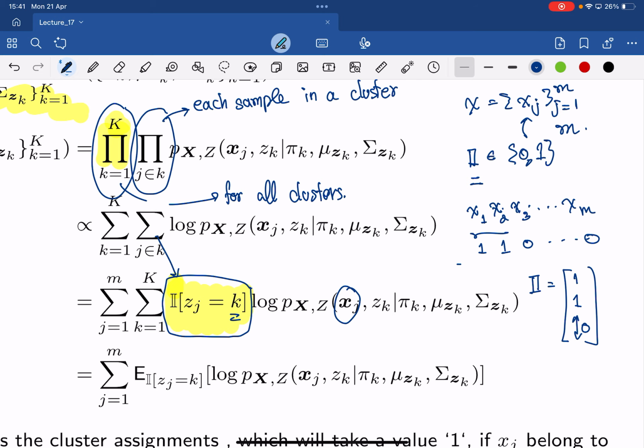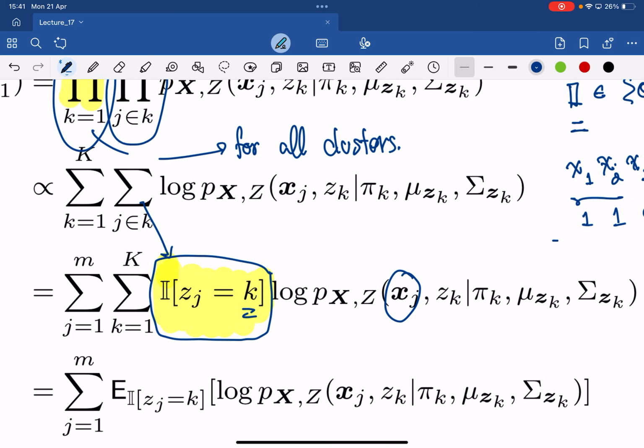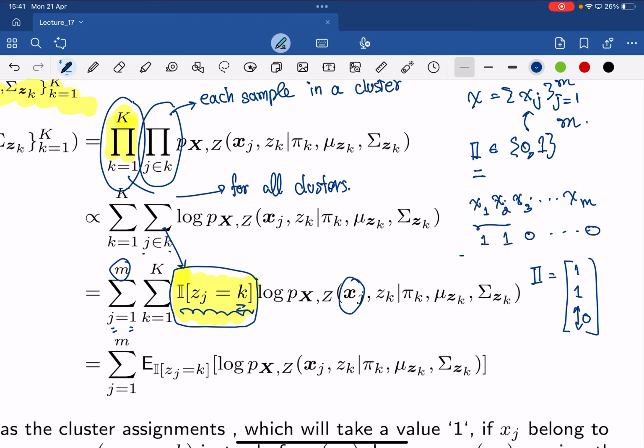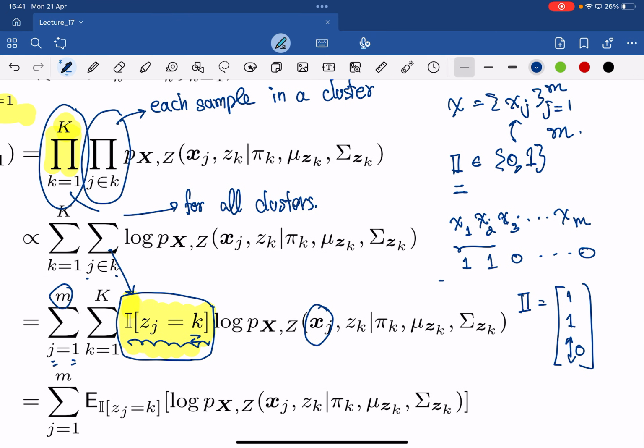So in this case, as you can see, I can now extend from j in k to j equal to 1 to m, because I have this I vector that can pre-select. Okay, so if I select this just like that, that means if I multiply these two point-wise, I would get just x1 and x2, right?